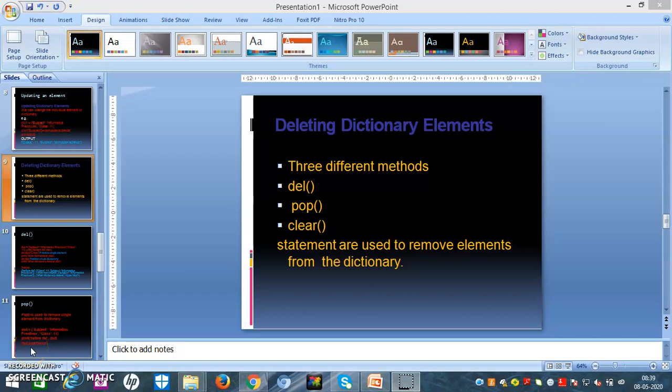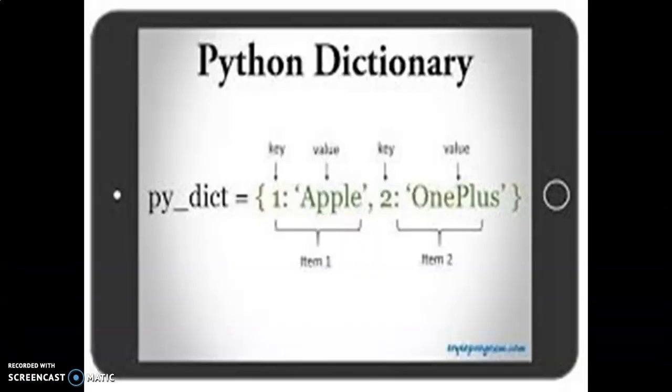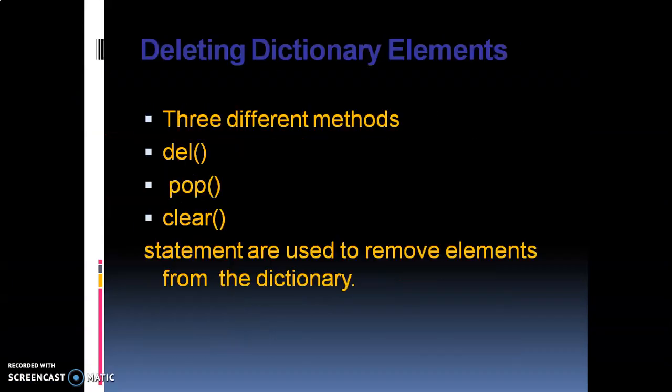Now next we are talking about dictionaries. The next thing is what we have to delete. Now we have updated, we have created. Now if we want to delete, how can we delete the elements or the key value pair from a dictionary?